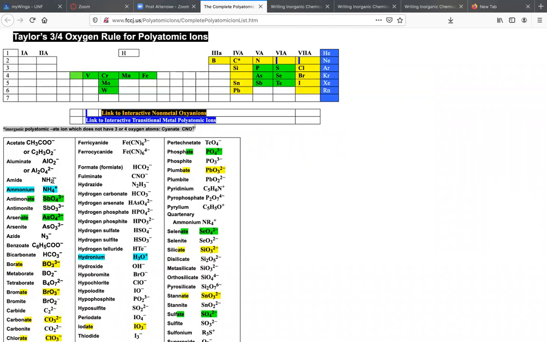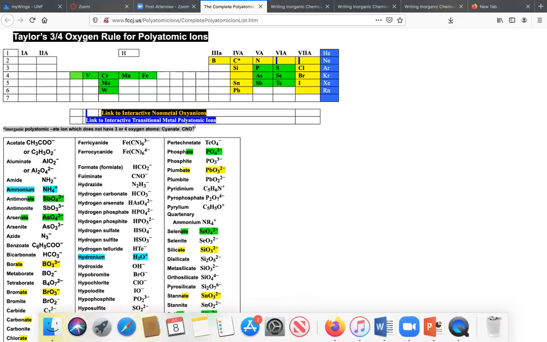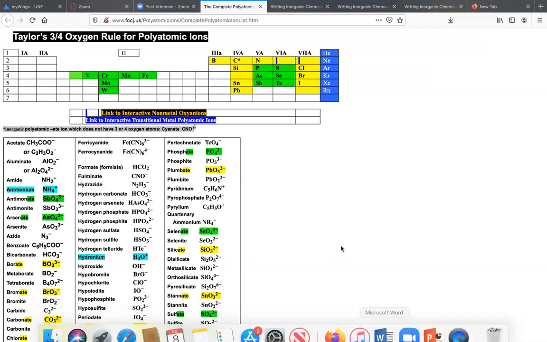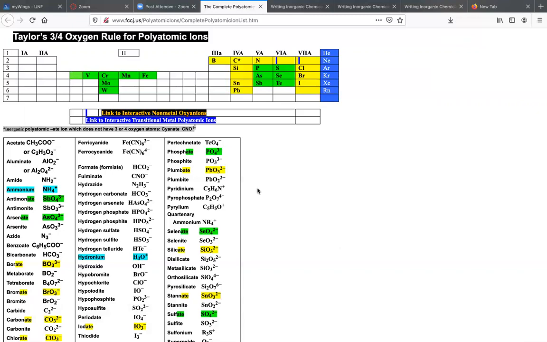I will post this document on Canvas. You'll be using this to study. You don't need to memorize all of them. There are some common ones in your text, and you'll use those. Having said that, for polyatomic ions, you need to memorize their names.